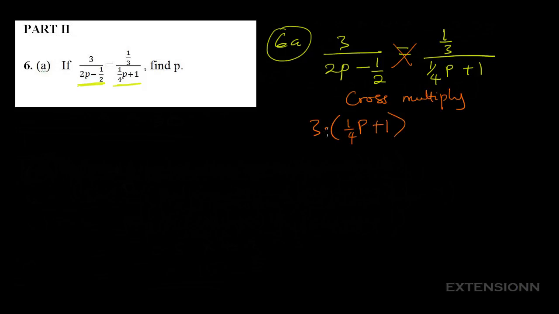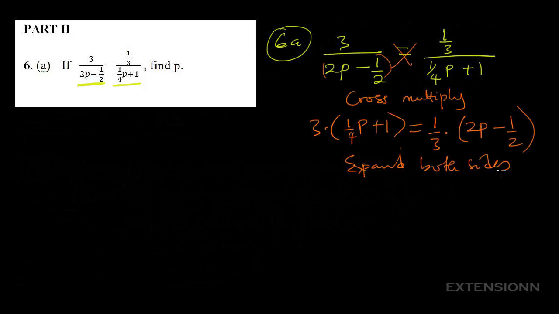You notice I add a dot here. It means times. Although this bracket also means times most times, but let's leave it like that. Then 1 over 3 dot, then 2p. That's this denominator here goes to the numerator up here. So you have 1 over 3 times 2p minus 1 over 2. Then we have something like this. Then we can expand.